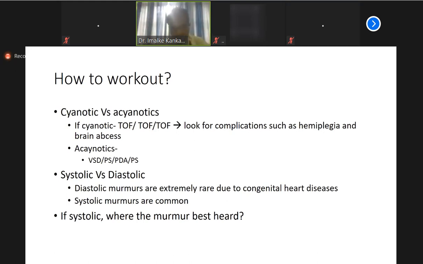That's your first task. If you miss cyanosis in a child with cyanosis, you will fail. If you do the vice versa, you might not fail, but you might get a low score. Right? That means you're going to diagnose cyanosis in an acyanotic child.